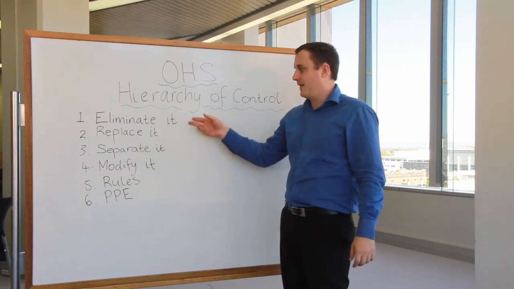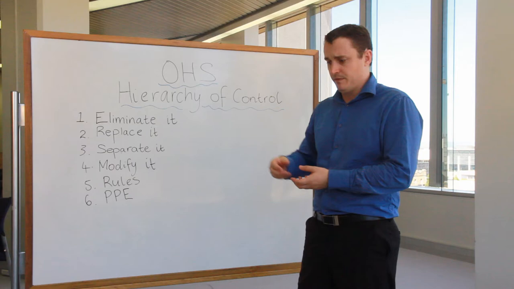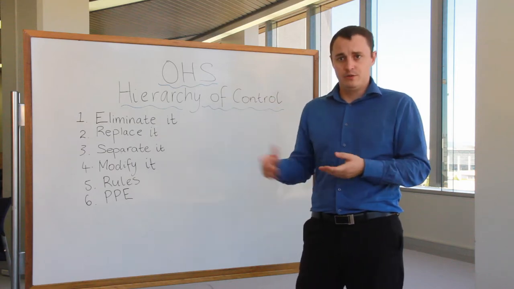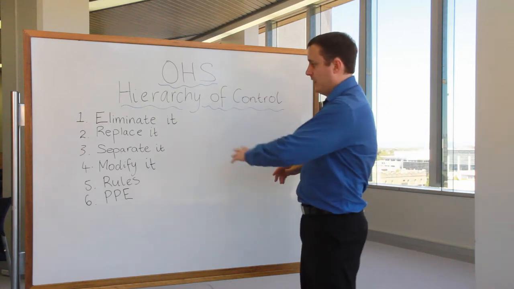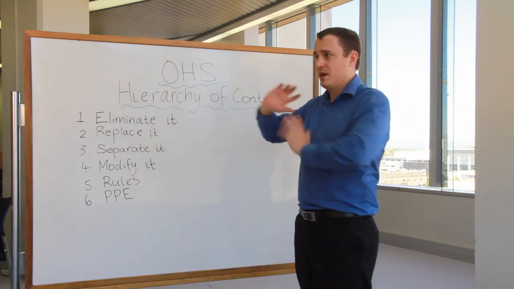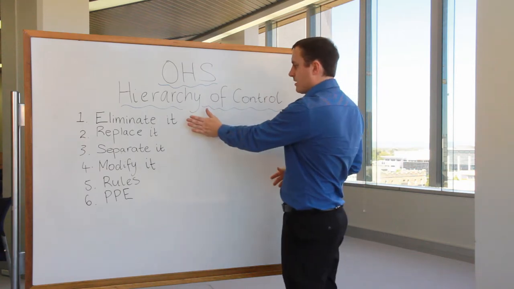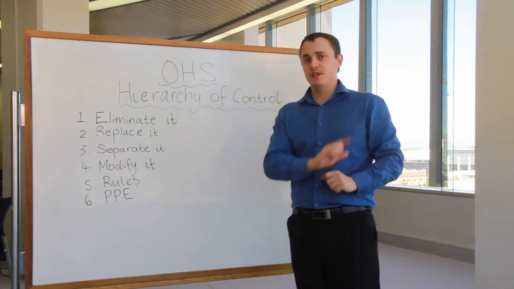Now, an example where you could eliminate it would be if there was a broken chair and there was a bit of steel or something like that that could hurt a student if they fell over. The best thing to do would be eliminate it. Completely get rid of that chair, put it in the bin, put it in the cupboard, don't leave it lying around your classroom. Okay, so completely eliminate is the best thing you can do.